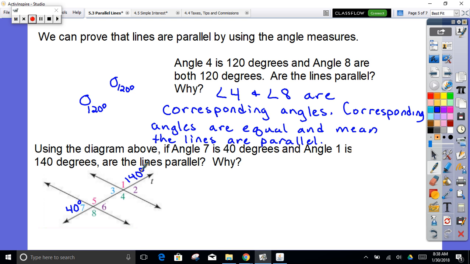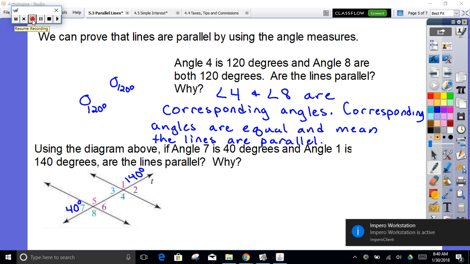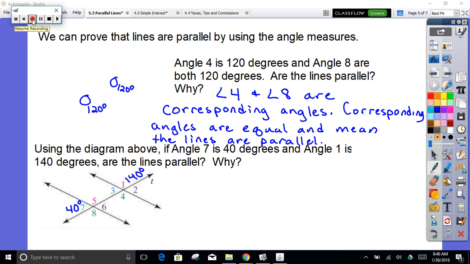Think about this for a minute. I'm going to give you like 2 minutes to think about it. You can discuss it with your neighbor, and then we'll talk about whether or not we can prove that these lines are parallel based on these angle measures. All right, give me your ideas. Anybody have any ideas? Grace?